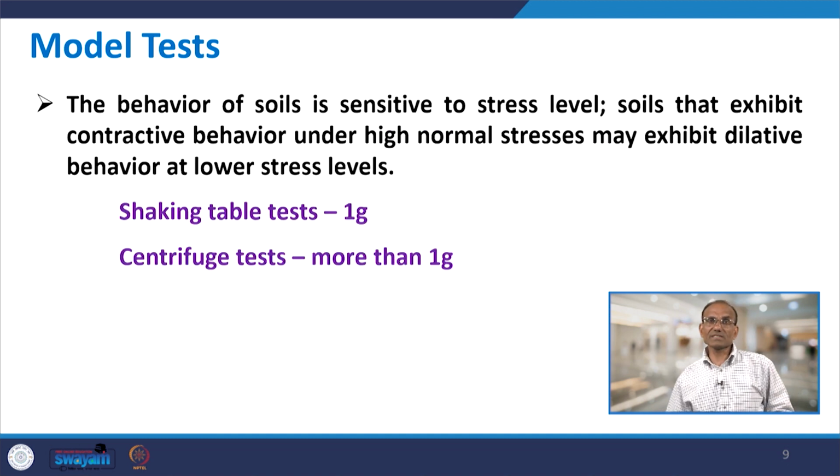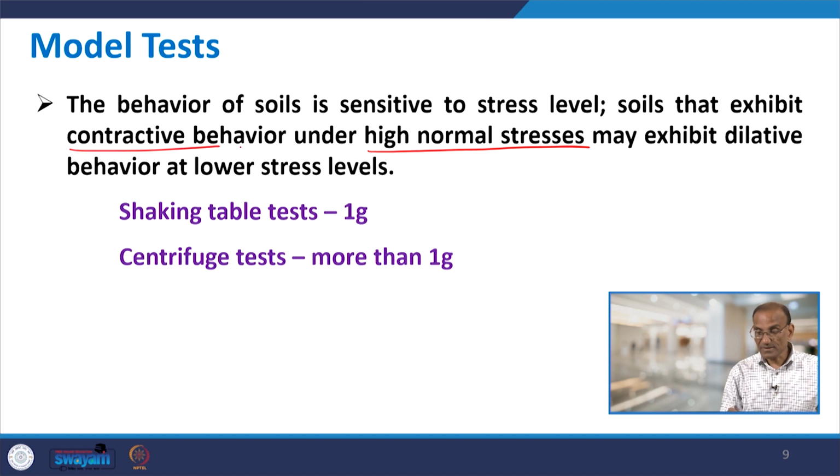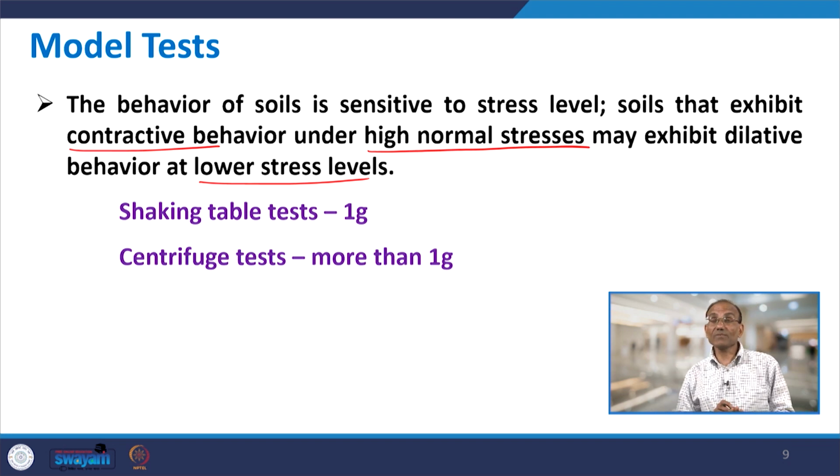The behavior of soils is sensitive to stress level. Soils that exhibit contractive behavior under high normal stresses may exhibit dilative behavior at low stress level. So, how does the soil behave? It is not the same: the same soil sample behaves differently under 2 types of stresses. If you apply high normal stresses, it may contract or shrink, contractive behavior may happen. But if you apply a low stress level, there could be dilation, it can expand. So the behavior depends on the level of stress.